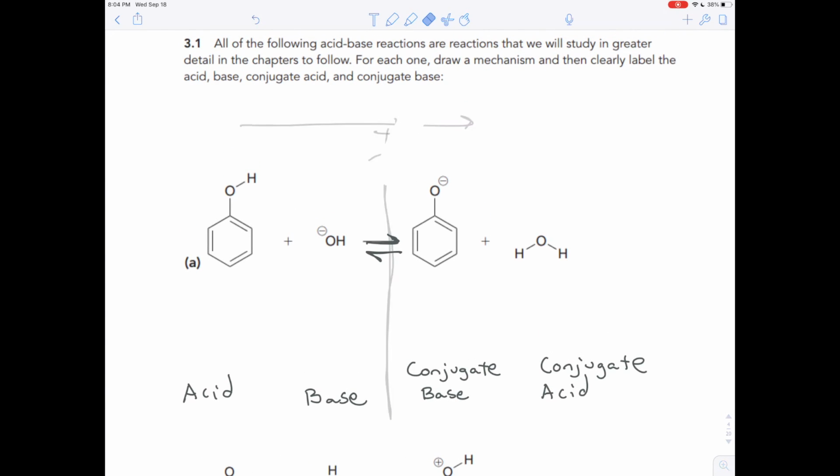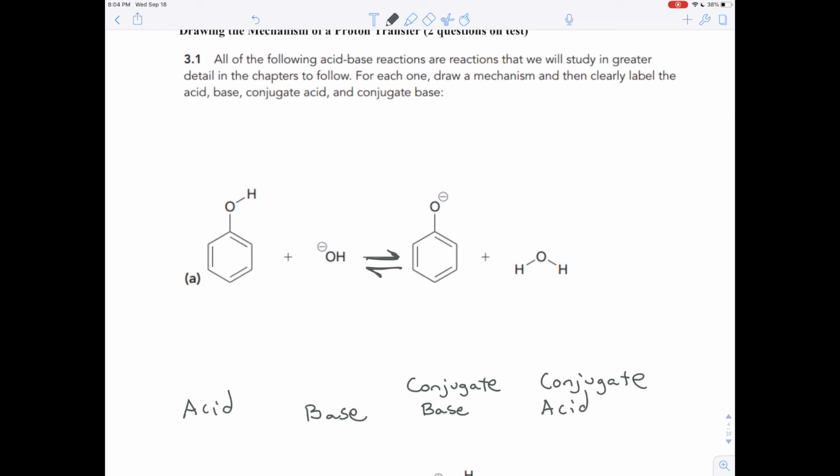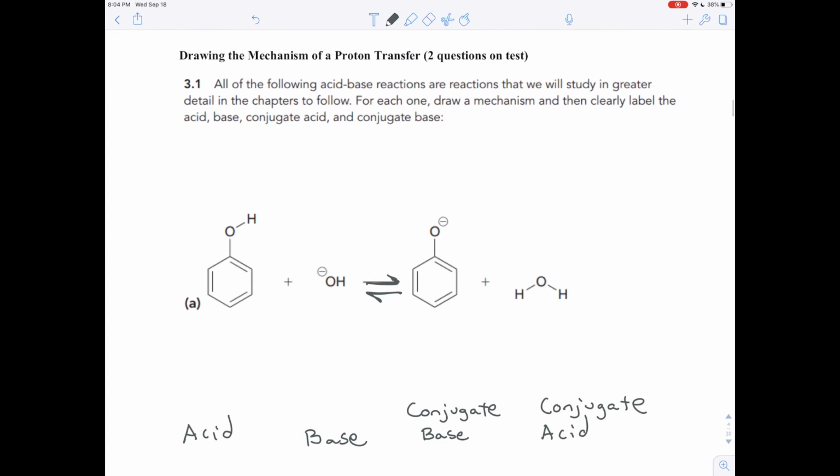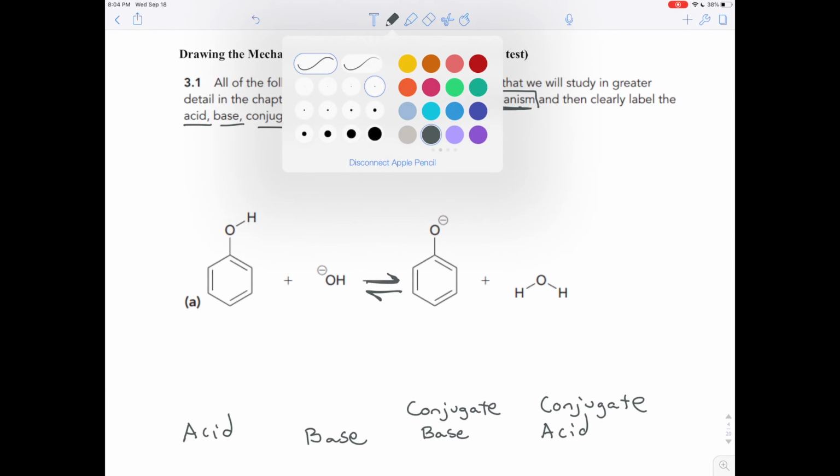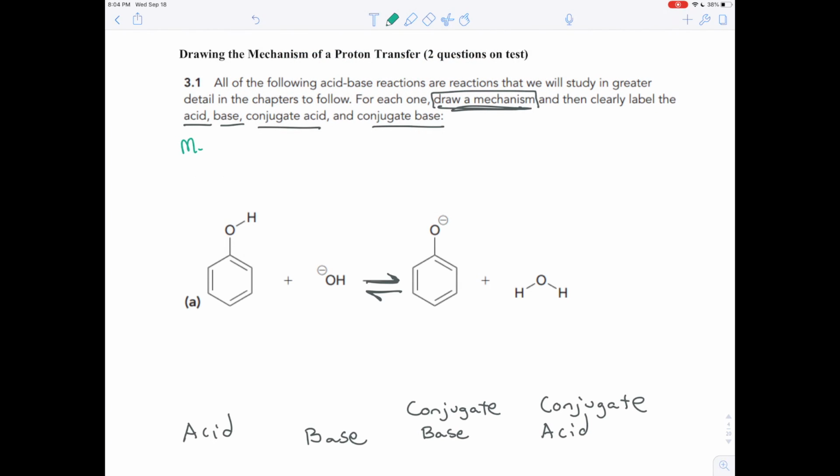Okay, identifying the acid and the base here is just one part of this question. It says all the following acid-base reactions are reactions that we will study in greater detail in the chapters to follow. For each one, draw a mechanism and then clearly label the acid, base, conjugate base. So we did that last part. Now what we want to do is think about this instruction, draw a mechanism. A mechanism is a technical term in organic chemistry. It's just a regular word in English, but in organic chemistry it has a very specific meaning.